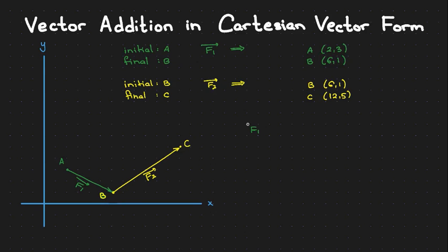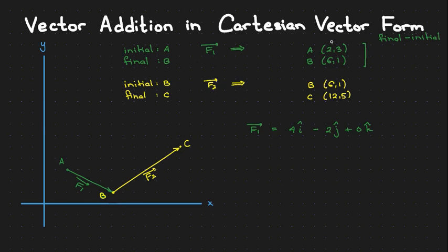Well, let's write these 2 vectors in Cartesian vector form. F1 would be equal to 4i hat minus 2j hat plus 0k hat. Well, where did I get these numbers? If you think of F1 as the vector that specifies the position of B relative to A, you want to think of this as final minus initial, and this is always true in engineering.